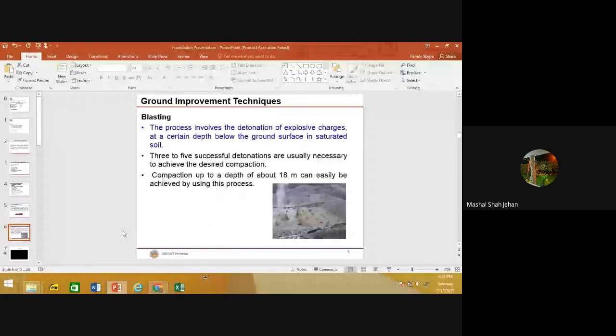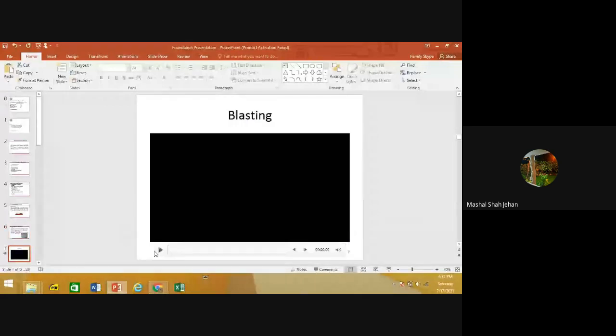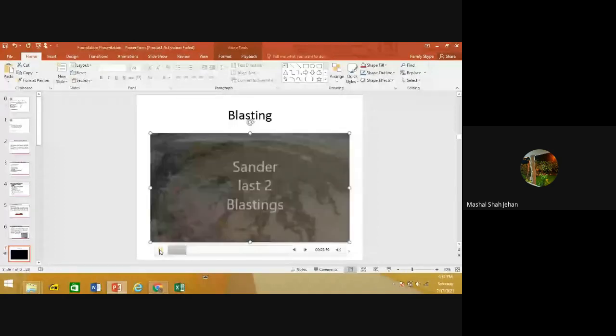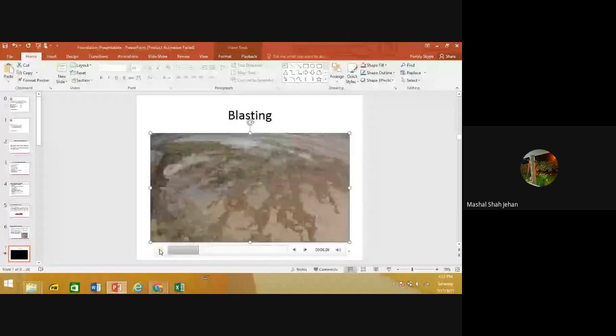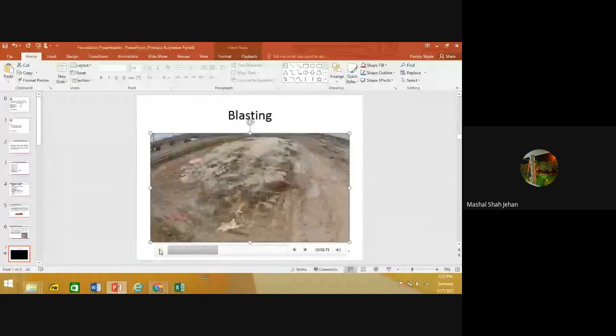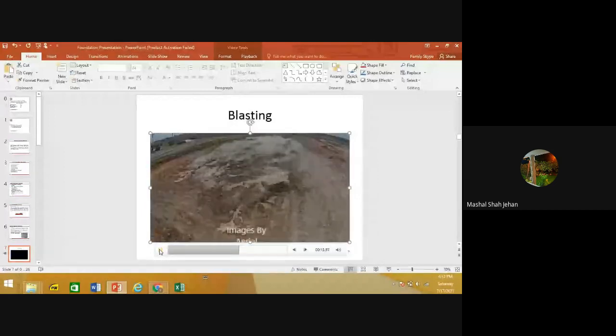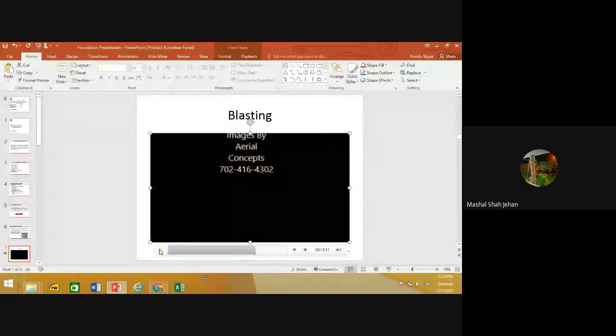Rather than reading the text, I'll be explaining this with the help of this animation. Basically, this process involves the detonation of explosive charges at a certain depth below the ground level in saturated soil. Three to five successive detonations are usually necessary to achieve the desired compaction. Soil up to a depth of about 18 meters can easily be compacted with this method.